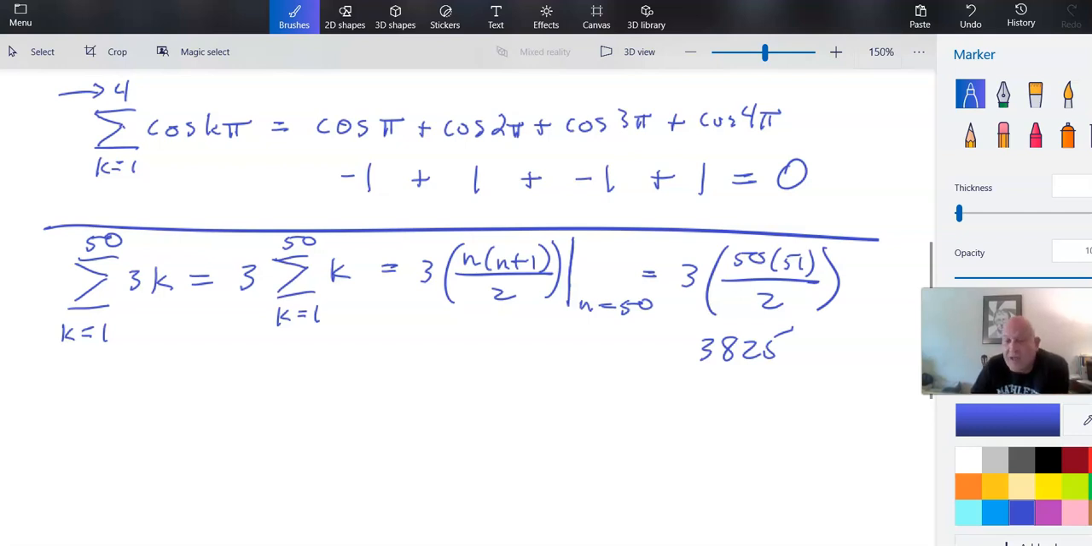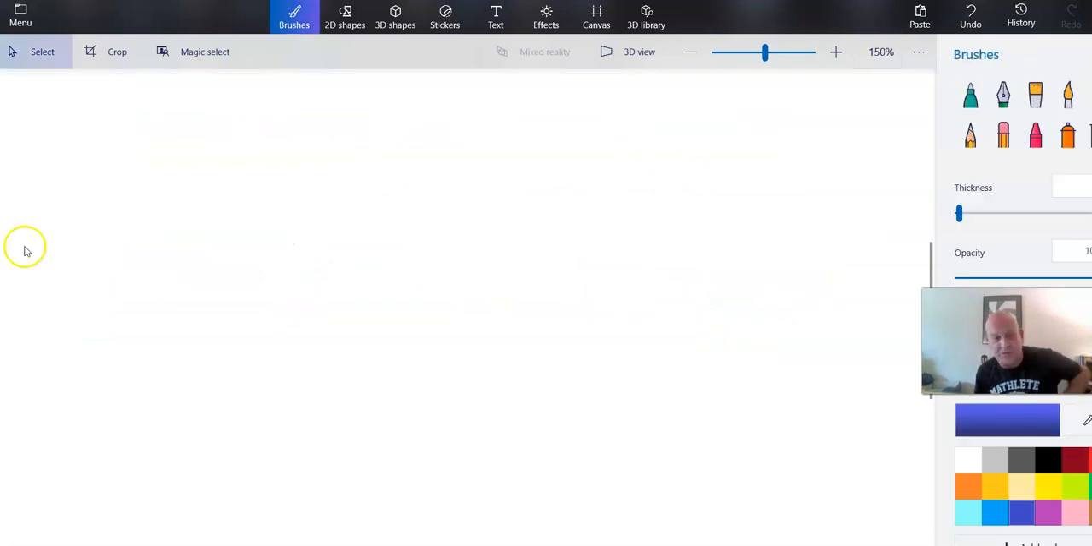But you notice we didn't even have to touch any individual terms. We could jump straight to formulas and come up with the answer a lot quicker this way, right? So these formulas are kind of nice. All right, so I want to take a look at one that has a little more meat, and this one's going to be for you guys to work on.